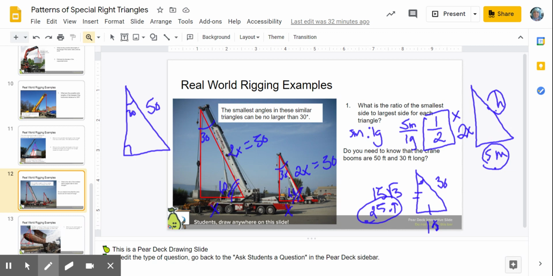And what's that measure on the small side? 25. We just divide that in half, right? And then what's opposite the 60-degree angle? So it's going to be the same, 25 times the square root of 3, which is, should be somewhere. What is it? 40.3? Okay.